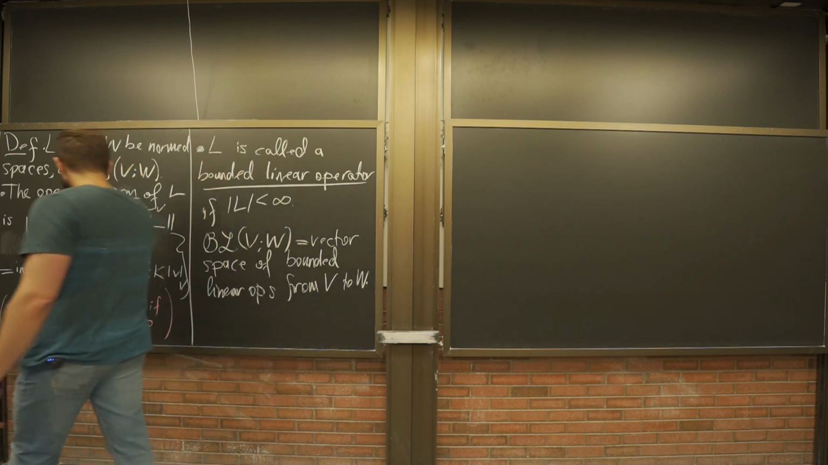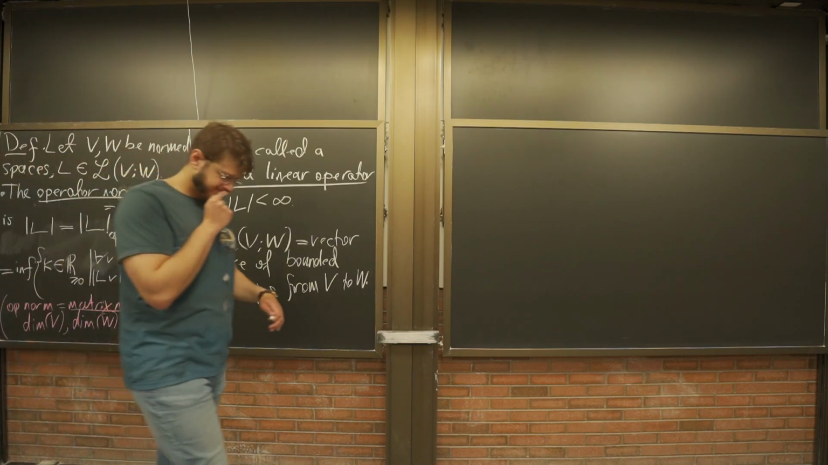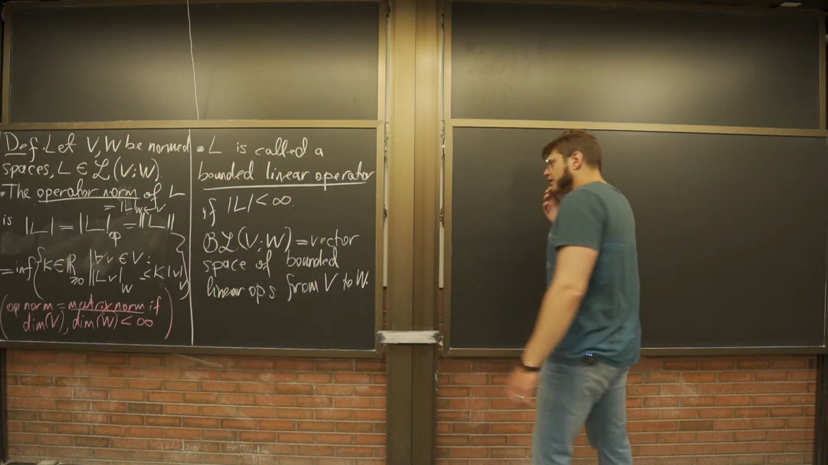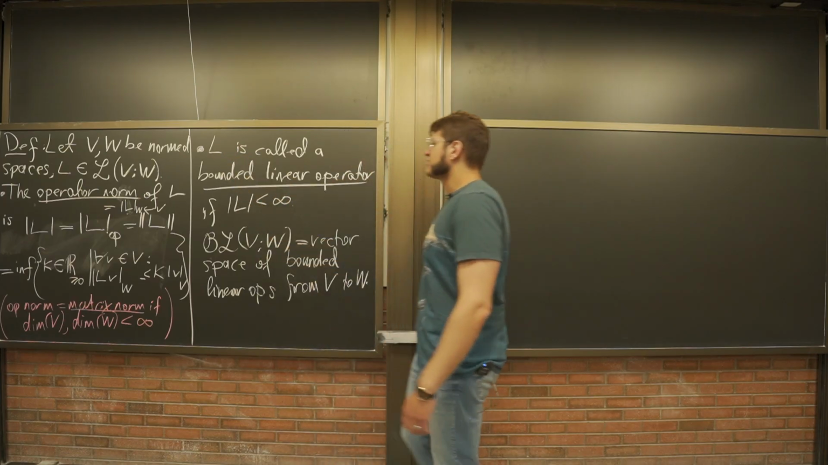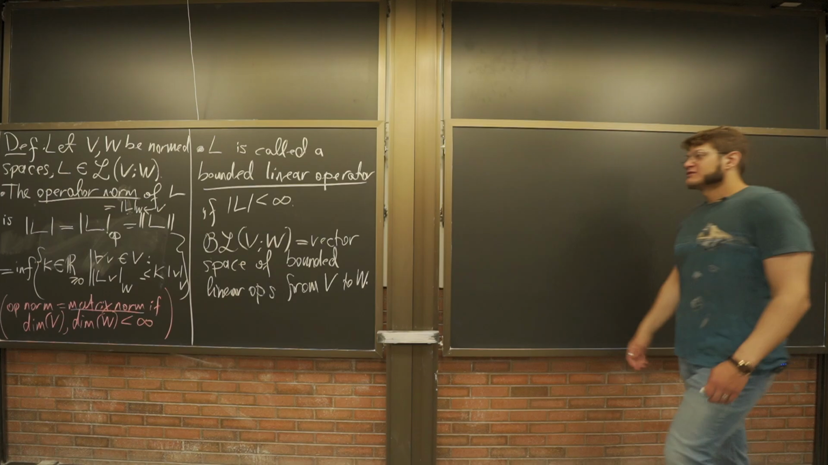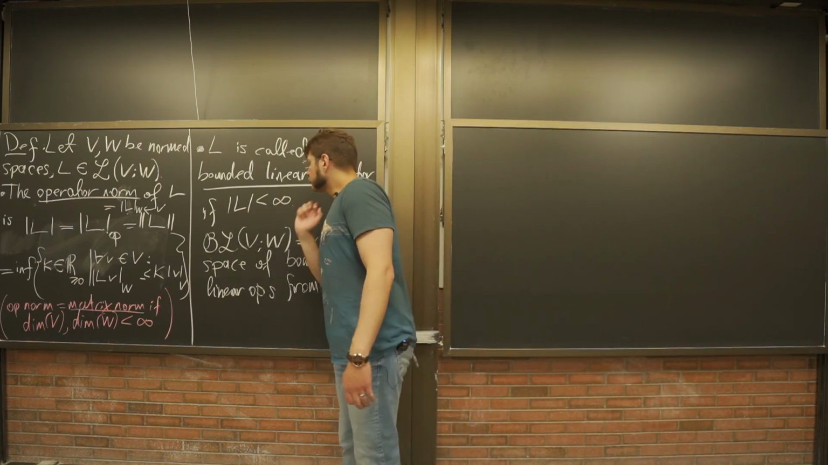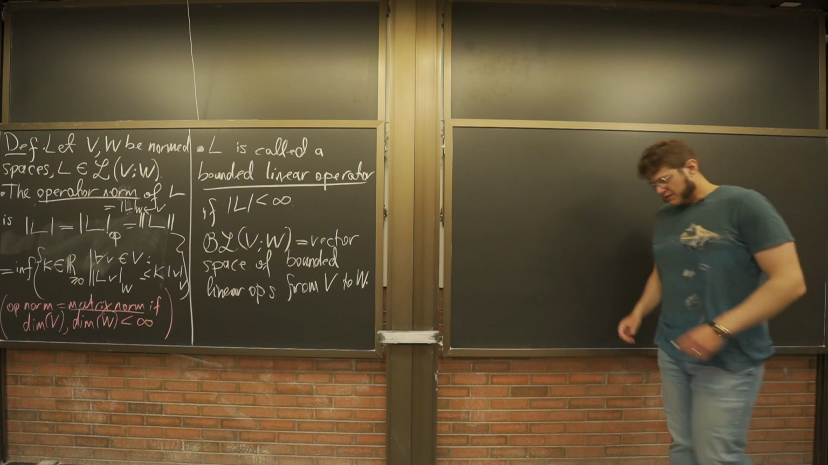Now, of course, you should immediately think that if I'm calling this the operator norm, certainly it should satisfy the axioms of a norm that we discussed. That is true. We're going to show that today. And I'm going to call an operator L a bounded linear operator if its norm is finite. It turns out that there are also operators whose norms are infinite, at least in infinite dimensional vector spaces.